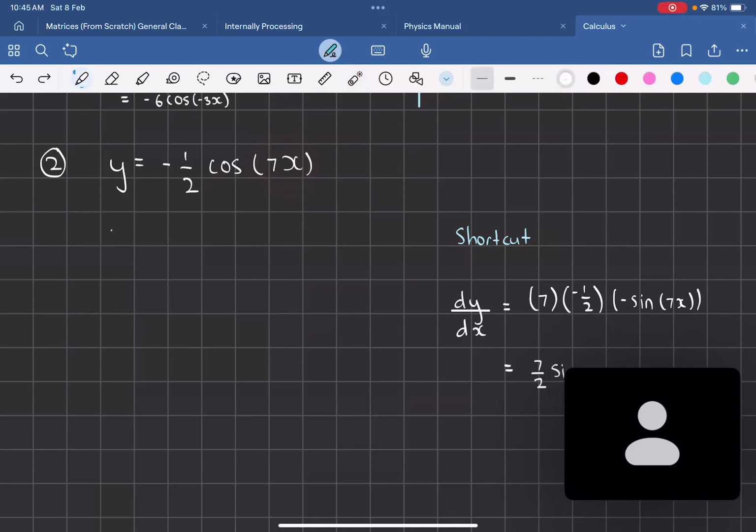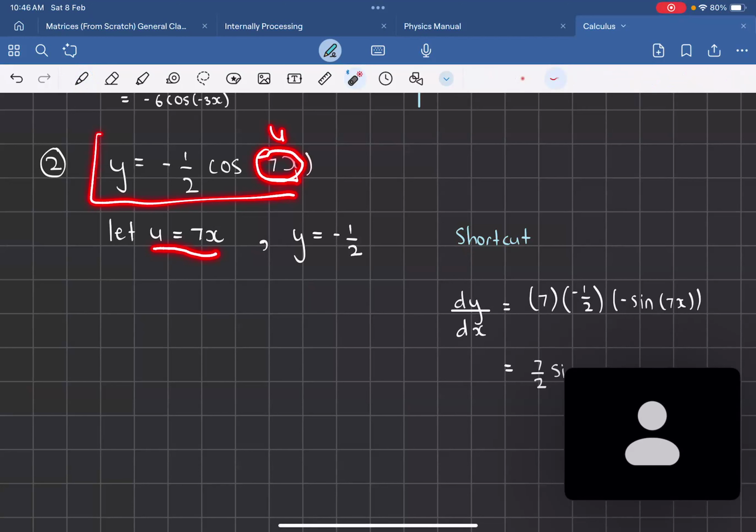So we're going to say let u be equal to 7x. So Aliyah and Kiara, if I say u is equal to 7x, that means this whole thing now is u. So what would I write next? What would y become? Minus a half... where did you get sine from? Take your time. We didn't do any differentiation yet. All we said was u is equal to 7x. So this is now u.